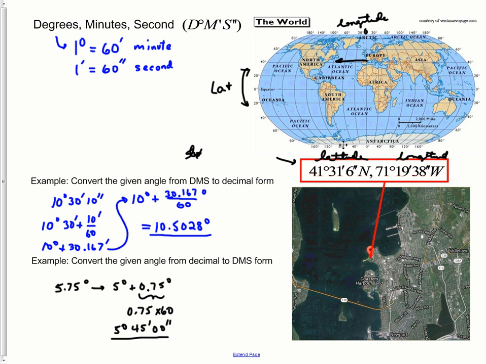So, as an assignment, find your latitude and longitude in decimal form instead. What does it look like? Good luck.